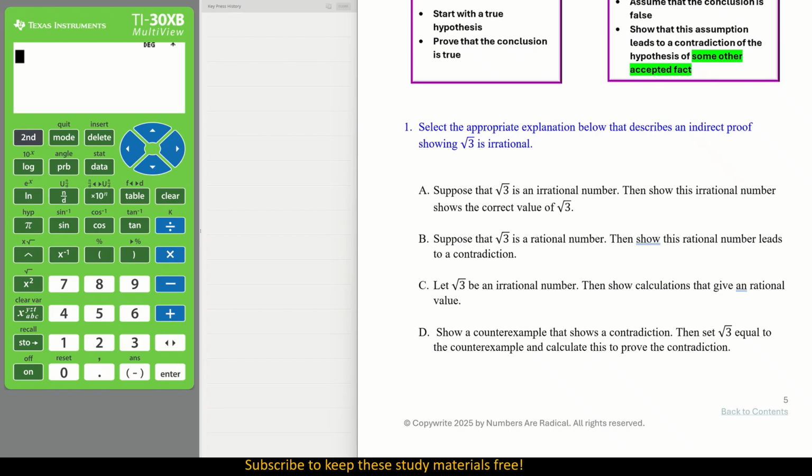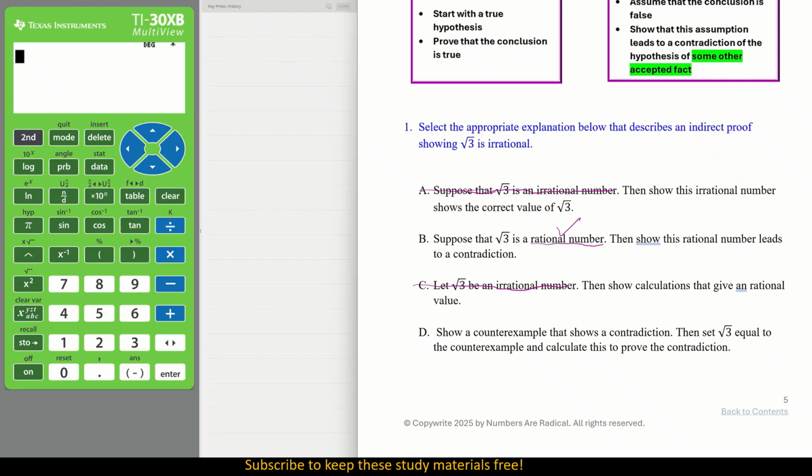That gets rid of A. A says, suppose that the square root of 3 is an irrational number. No, we can't start with our conclusion. B, however, looks good. It says rational number. Let's look at C. Let it be irrational. No, we said do not start like that. So that's out.